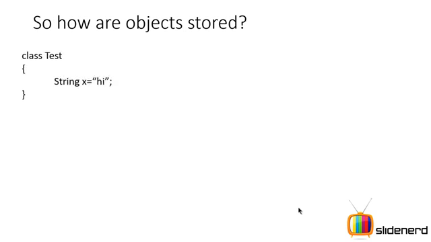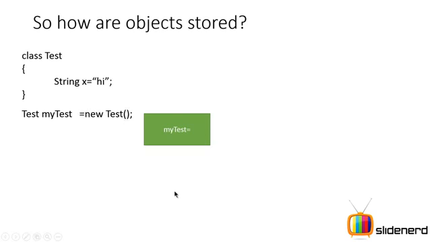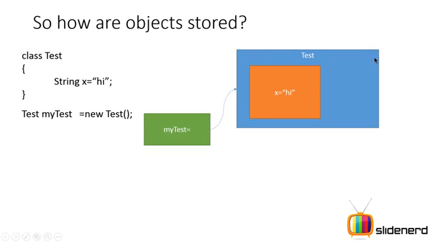So let's take a look again at that simple example where we say Test myTest. So what happens? When you say Test myTest, this reference variable over here is created. Now when you say equals new Test, the object is actually created at a different place. It contains the string x equals "hi" right here, right? And this is the object that is stored somewhere else. Precisely, if you try to print it out by saying System.out.println(myTest), it's going to print Test@2E686CE8.